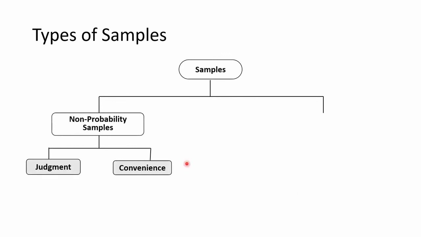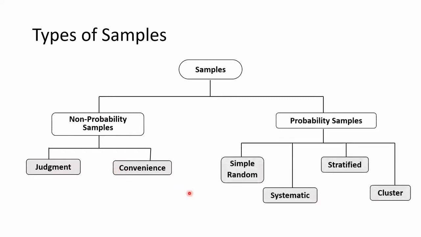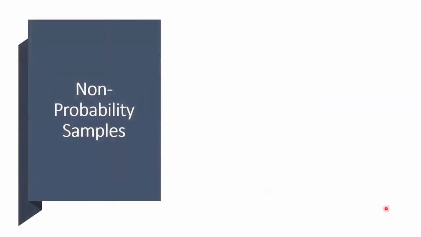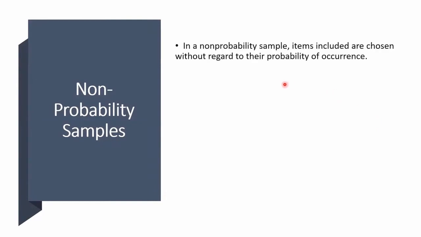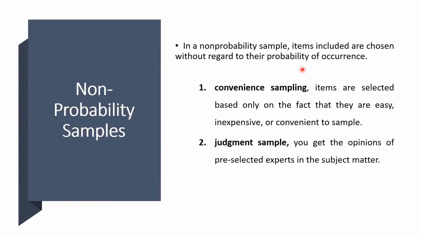since we are doing sampling, we have to know that there are different types of samples available to us, right? So you have something called non-probability samples, under which we will briefly look at judgment and convenience sampling. And then you have something called probability samples, under which we will briefly look at simple random, systematic, stratified, and cluster sampling. So first, let's have a look at non-probability samples. In a non-probability sample, items are chosen without regard to their probability of occurrence. That's why you say non-probability. You don't consider the probability of occurrence, right? So if you're not considering the probability of occurrence, accordingly, you have two types: convenience sampling and judgment sampling.